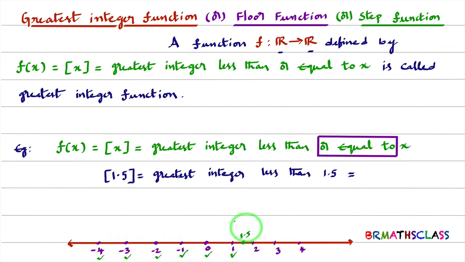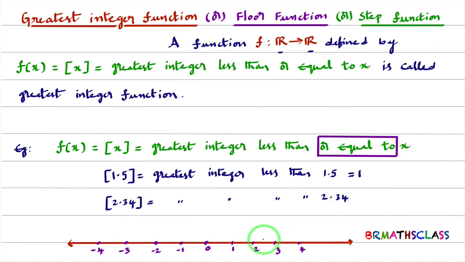What they are asking? In these integers, the greatest integer. In all these integers, which one is greatest? Look here, which one is greatest? One is the greatest integer which is less than 1.5. Please try to understand. So what is step 1.5? Step 1.5 is 1. What is step 2.34? What does it mean? It means the greatest integer less than 2.34.